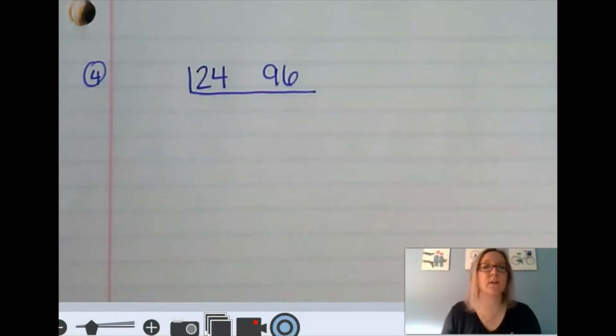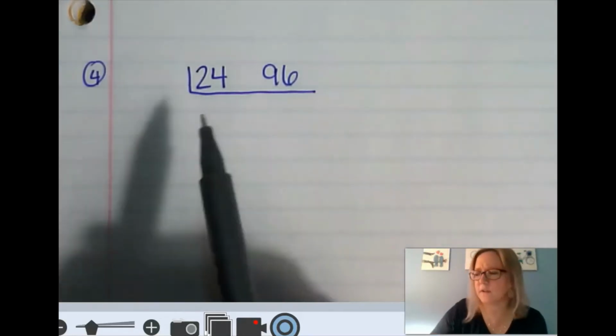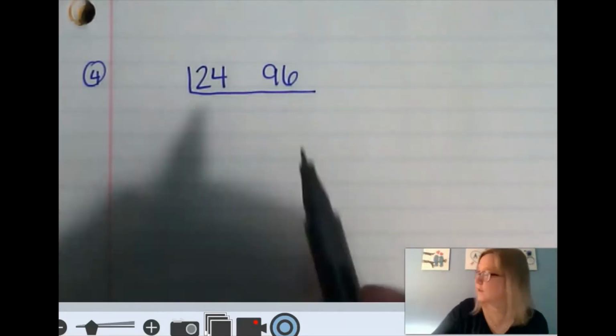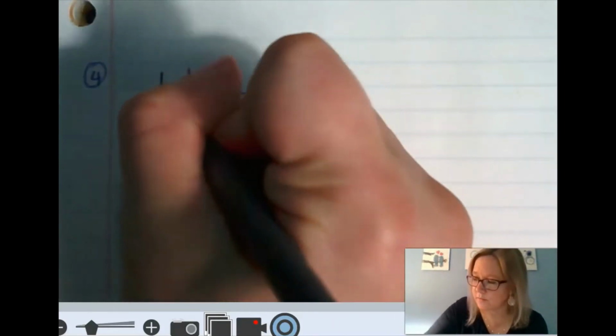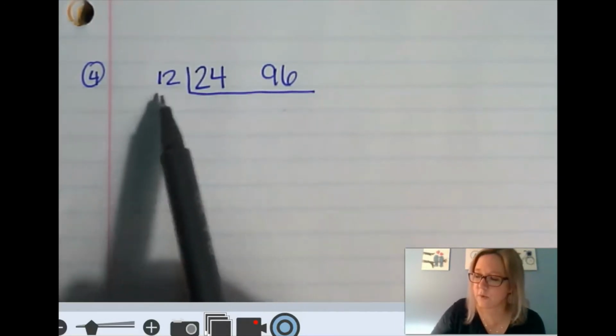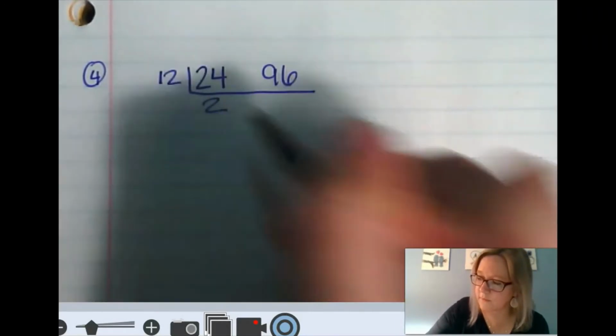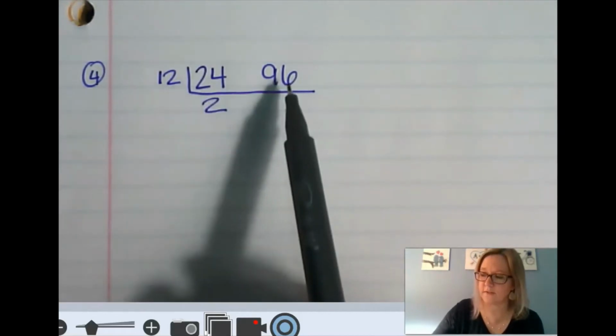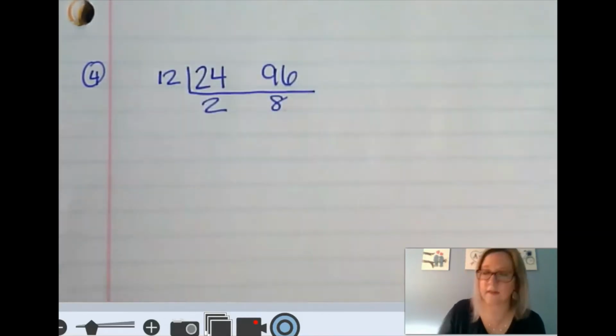So again, you can pull out any factor that they have in common. I see they're both even, so they're divisible by 2. I know they're divisible by 3 and 4 or 6. I also know that they're both divisible by 12. So I'm going to divide out the number 12. Okay, remember the sled is like an upside down division sign. So then 12 goes into 24 2 times, and 12 can go into 96 8 times.